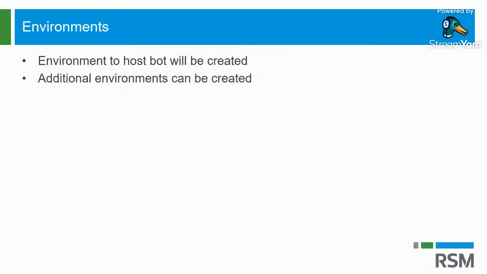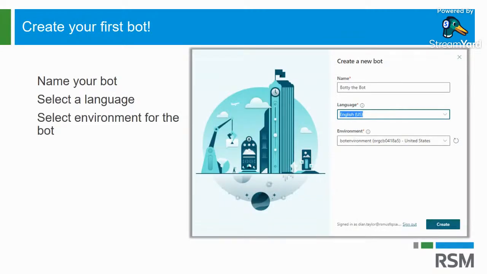When you first sign in and create a new bot, a default environment is going to be created, and that's where the bot is going to live. But if you want to create additional environments, you can do that. If you're familiar with the Power Platform, there is an admin center that allows you to create additional environments.